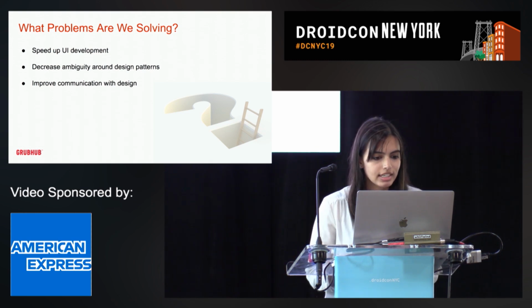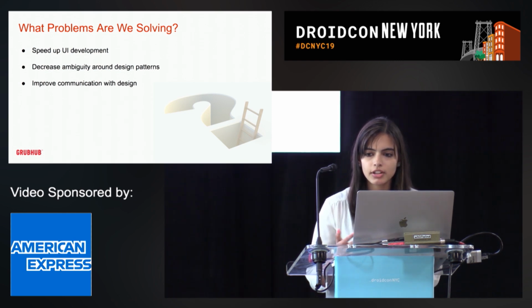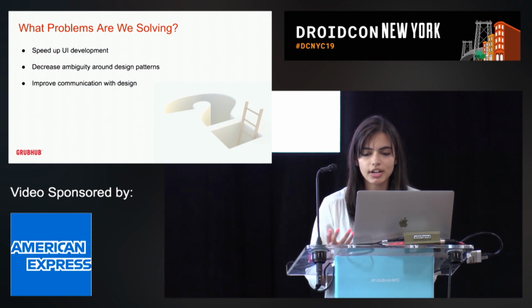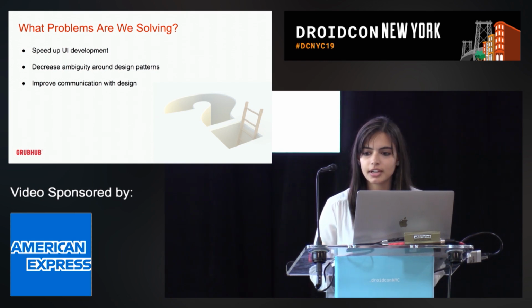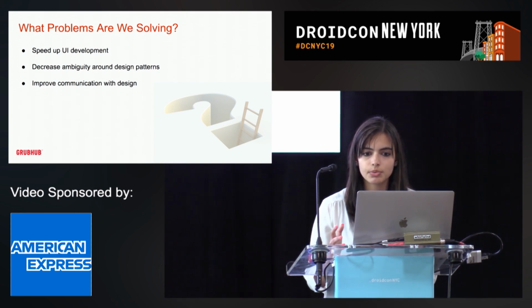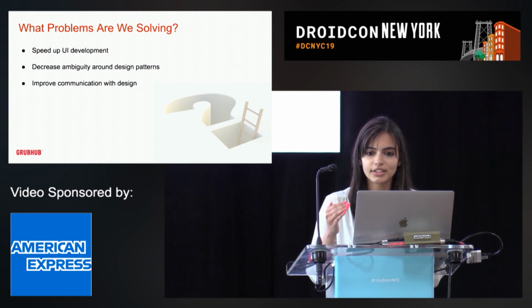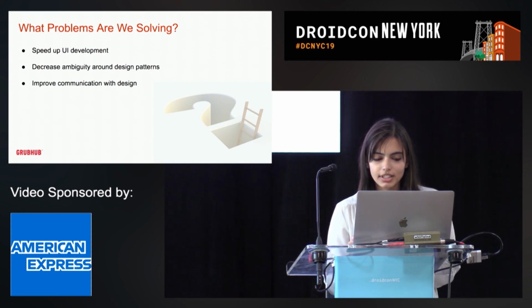The second problem that we saw was decreasing the ambiguity around these design patterns. A great example is dialogues. They are used all throughout the app, but they were all built very differently, and we never knew when we had to add a dialogue which dialogue that we already built we should use. By building out these design patterns, we started to standardize what they actually meant. So we didn't have to worry anymore about what's the right dialogue. There's only one dialogue now, and there's certain configurations that we have for it.